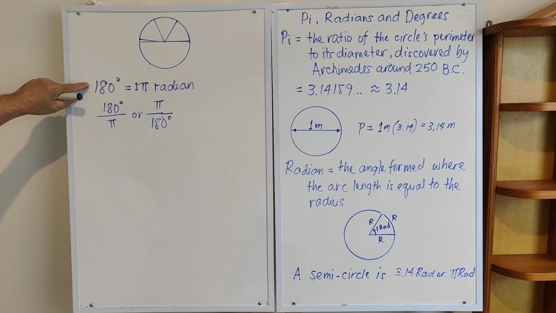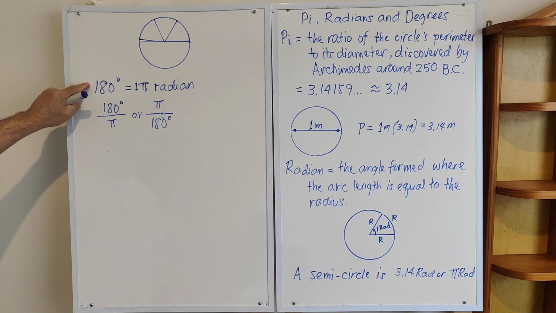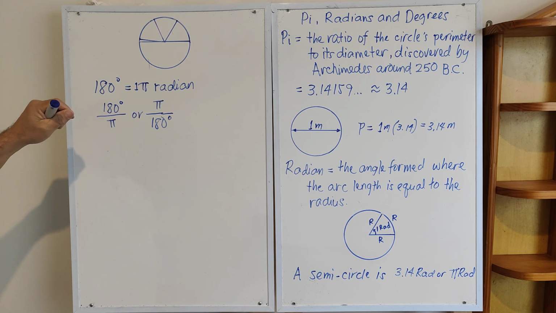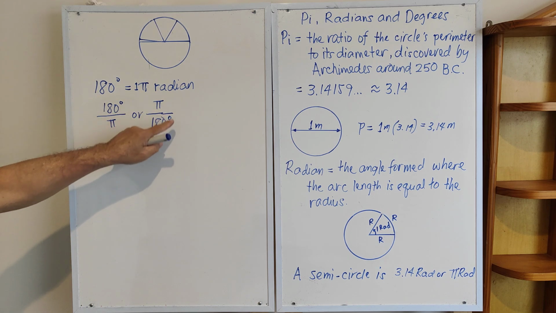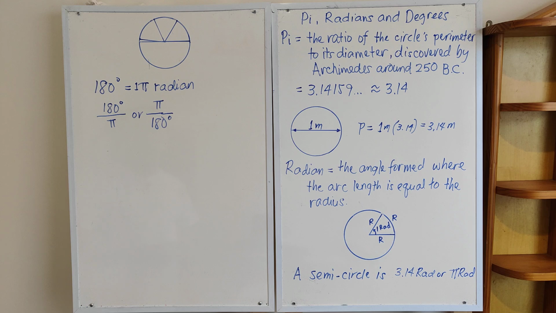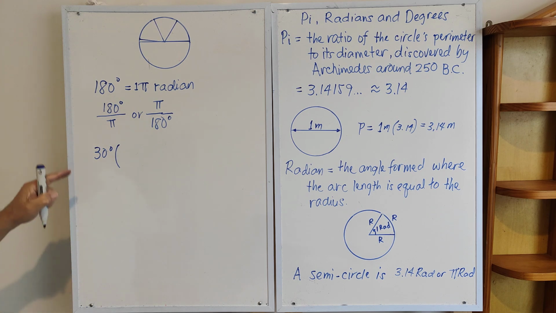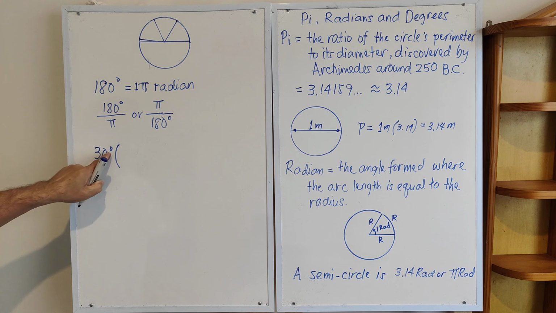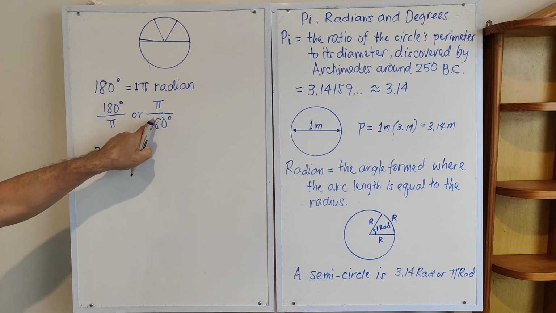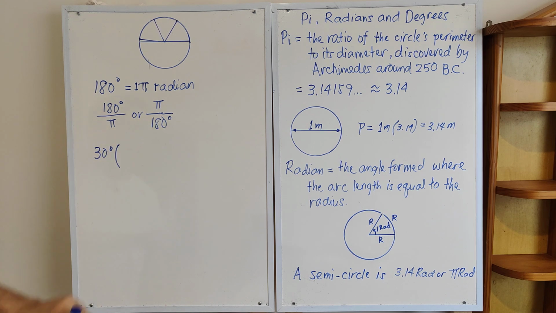So using this equation, we can convert the angle from degrees to radians, or from radians to degrees. So we use this conversion. For example, we have 30 degrees, and you want to convert to radians. So we multiply it by either this one or this one. The rule of thumb is, if the degrees is on the top, you use the one with degrees at the bottom, so it can cancel.